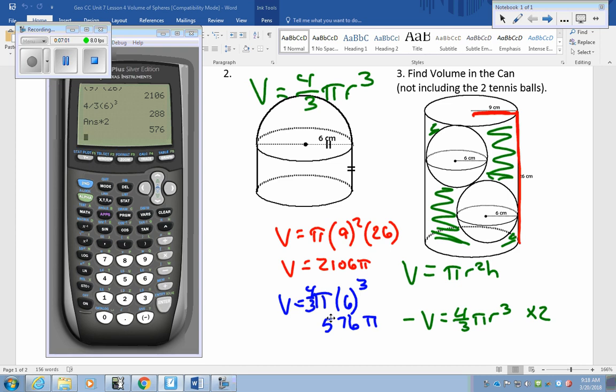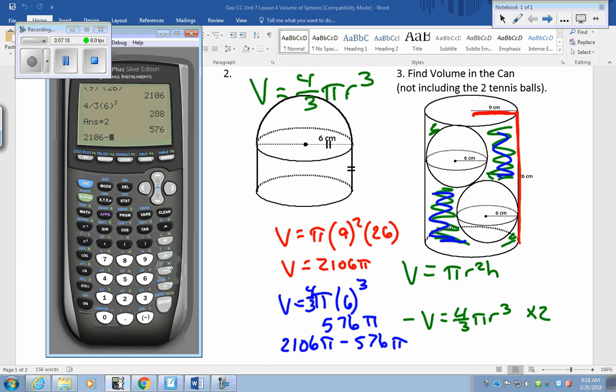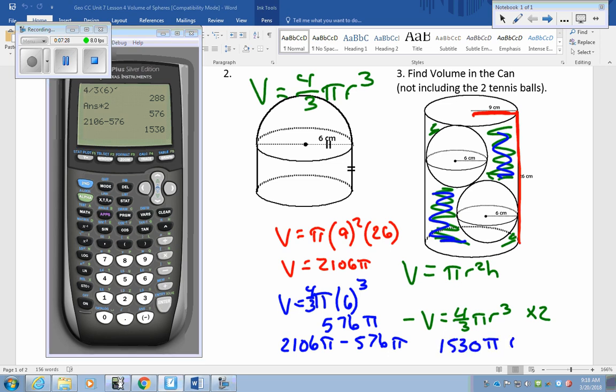pi. So now if I want to find the volume of that space, the remaining space, all this part I had colored in, I'm going to take those values and then subtract them. So I will do 2,106 minus 576, and I'll get a final answer of 1,530 pi centimeters cubed.